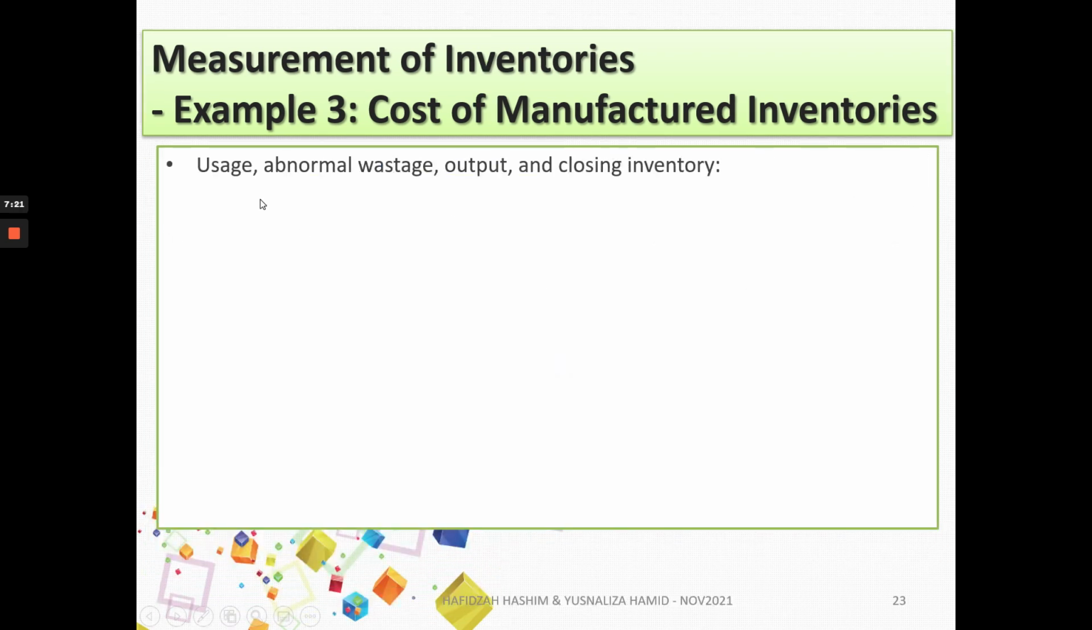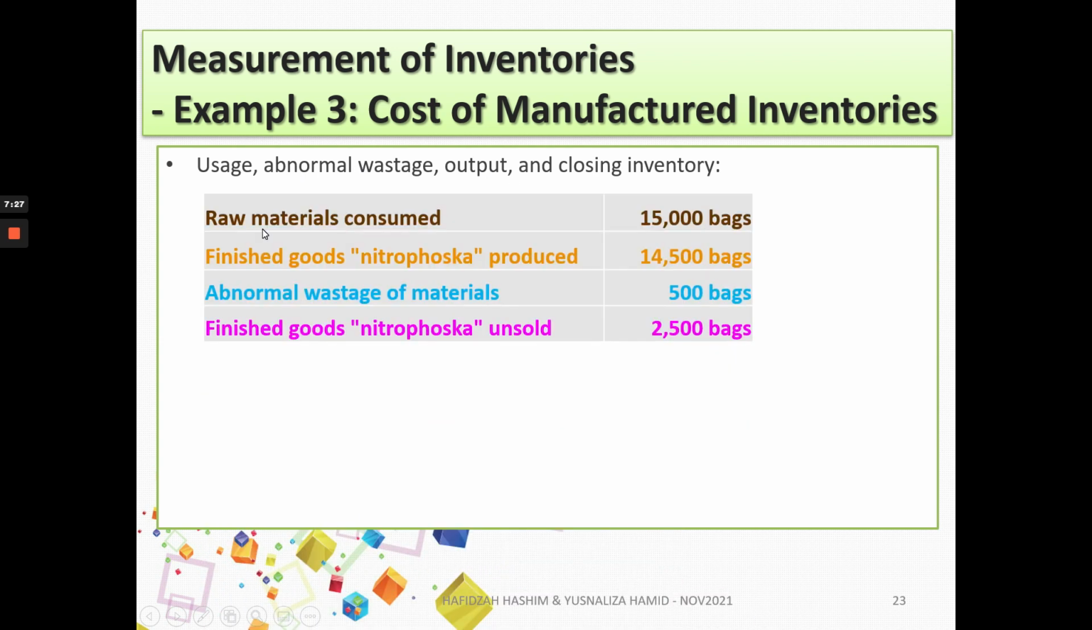You are also given information on the usage, abnormal wastage, output, and closing inventories. You have the information on raw material consumed, which is 15,000 bags. The finished goods that were produced are 14,500 bags. Remember, the fertilizer has the name Nitrofosca. The abnormal wastage of materials was 500 bags. Remember to exclude this from the cost of inventories.